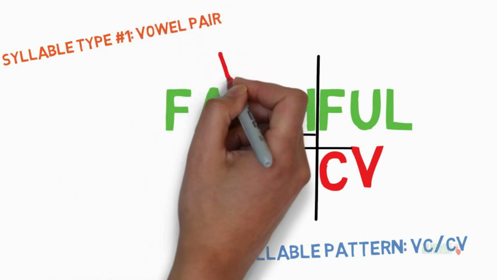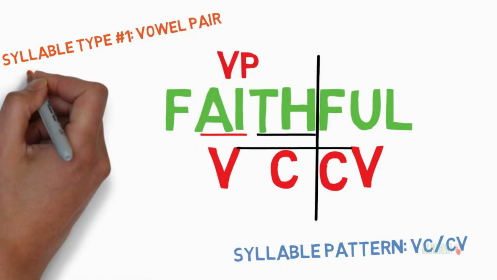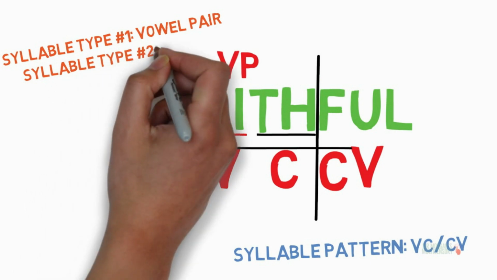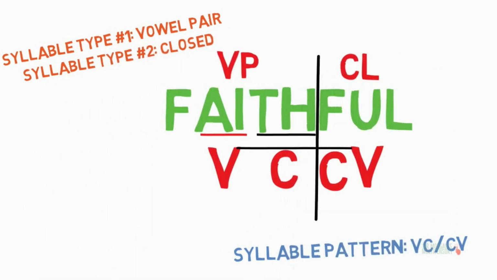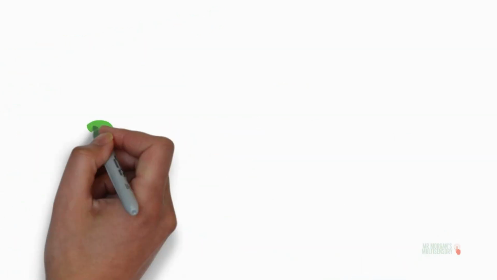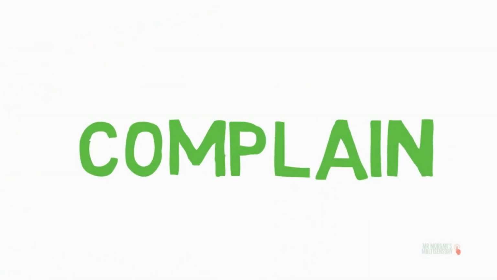Next, we label the syllable types. The first syllable is a vowel pair with 2 vowels next to each other. The second is closed as it has 1 vowel and ends with a consonant. Label each vowel, then decode accordingly. Faith, full, faithful. The next word, complain, contains a consonant blend.